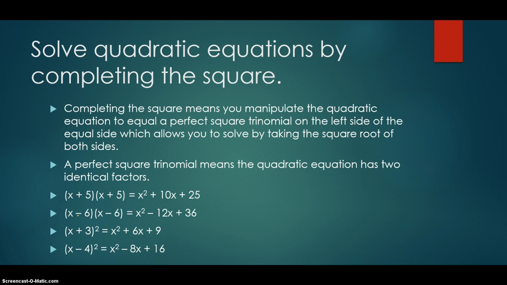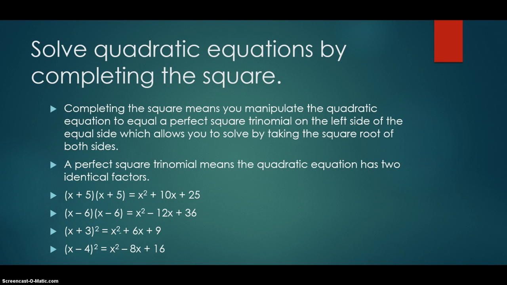Here's another example using negative signs. Negative 6 plus negative 6 gives you this middle term, and negative 6 times negative 6 gives you this constant term on the end. Here's the same thing, I've just written them differently. Since these are identical, you can rewrite them as this quantity squared. So if I were to expand this, it would be x plus 3 times x plus 3.